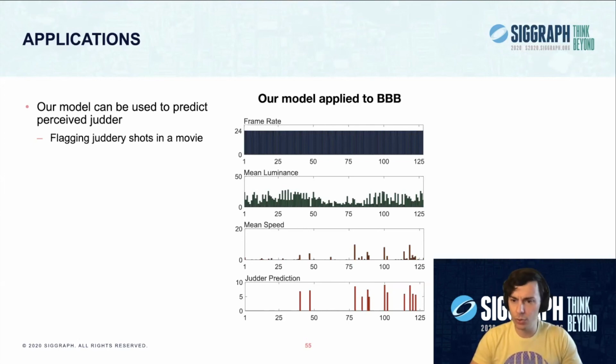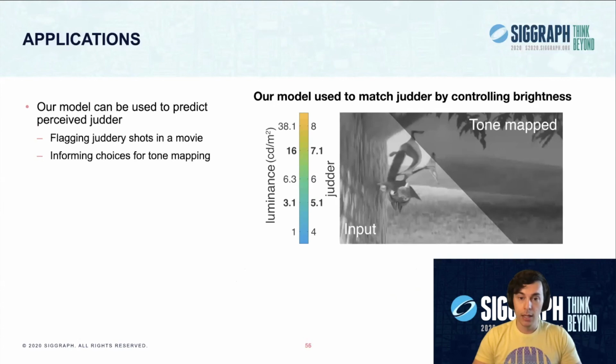One thing to remind ourselves here is that this is a polynomial model. So if you want to apply it to variables that go beyond the ranges that were tested in our experiments, you have to be careful about how you extend that. So it does not necessarily extend gracefully beyond those limits. Finally, this model could also be used, for example, to inform choices for tone mapping and to match judder between different cases, let's say different frame rates, through changes to the brightness.